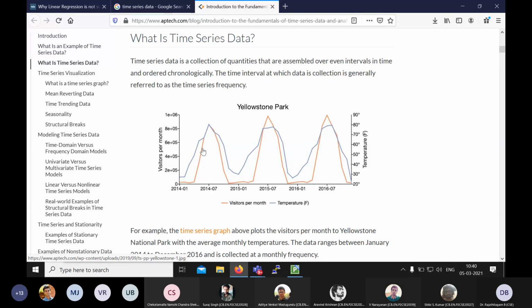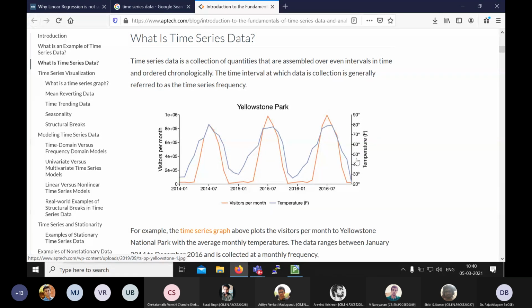you don't have discrete data here. The values are actually continuous. So you can see from the first month of 2014 to the 7th month of 2014, it is slowly increasing and reaching a point. So you have continuous data here.